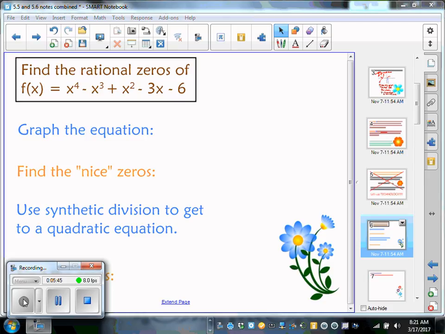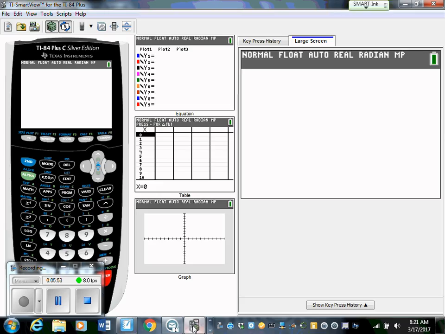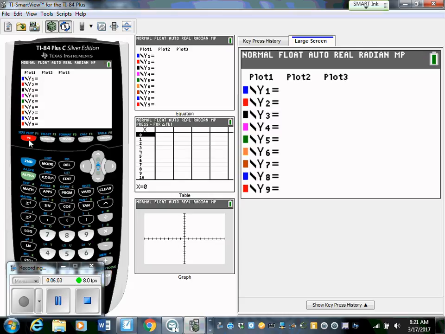So the first thing I'm going to ask you to do is to graph it. So let's grab your graphing calculator. All right, we're going to go ahead and graph this one. Do you remember where to go to graph? What's the first button you hit? Y equals. Are we that rusty? Y equals.